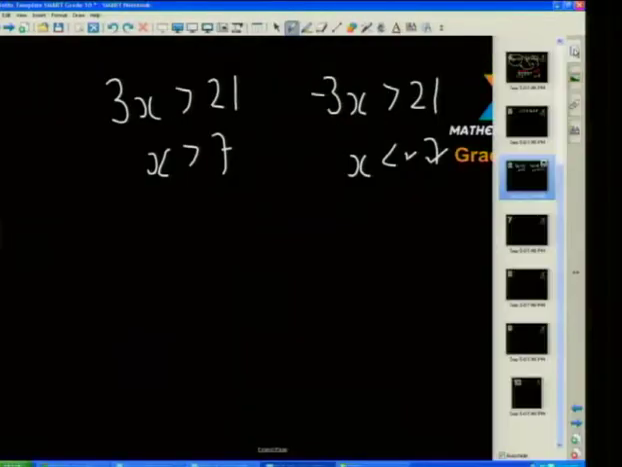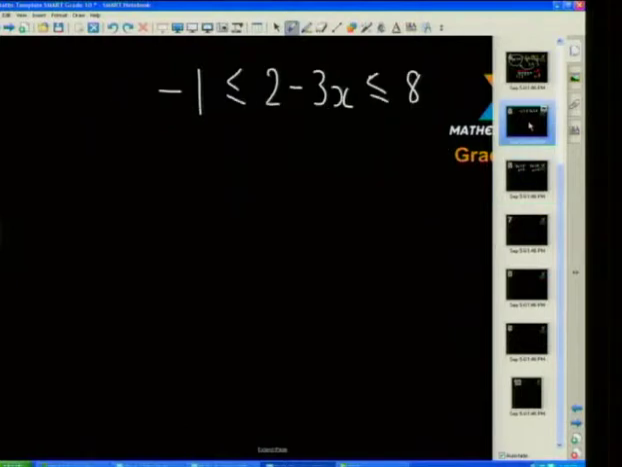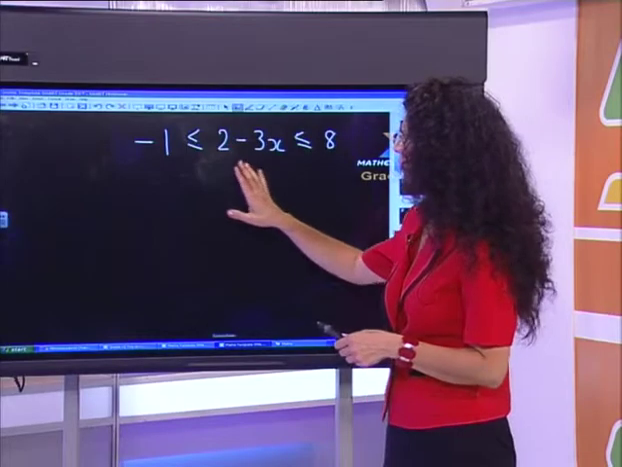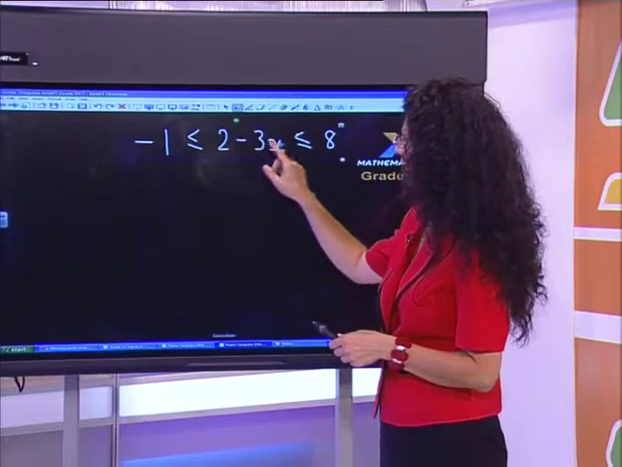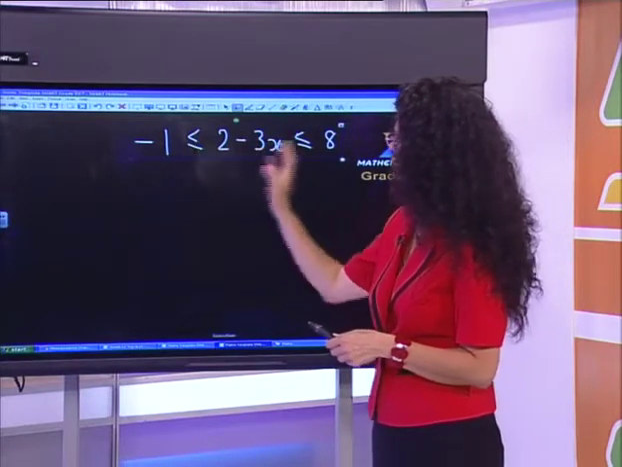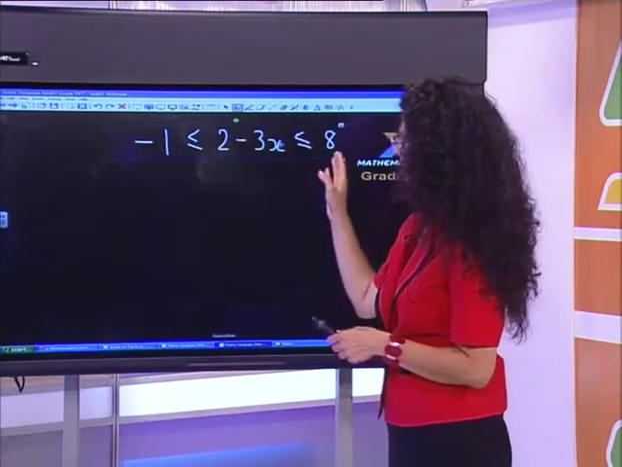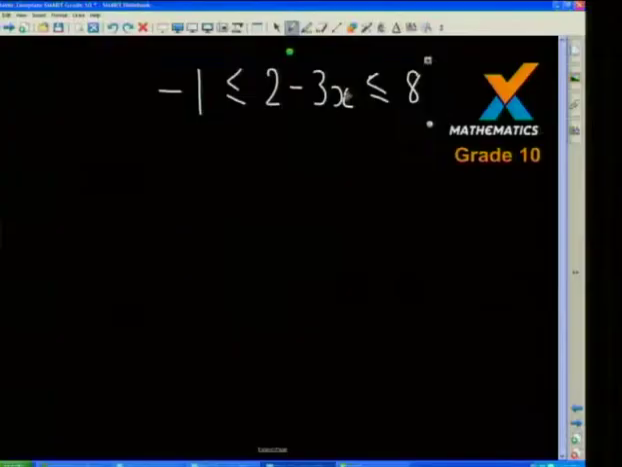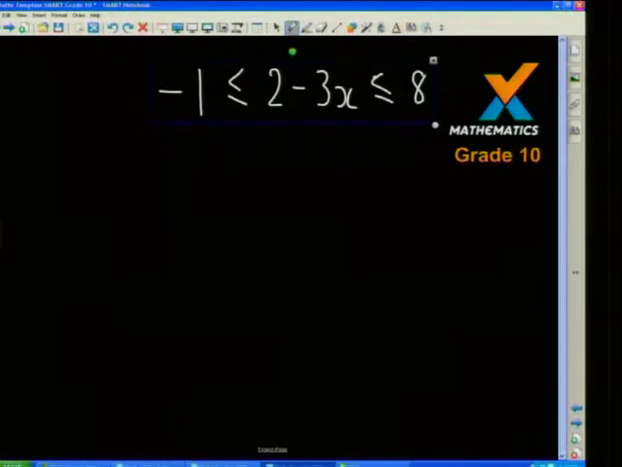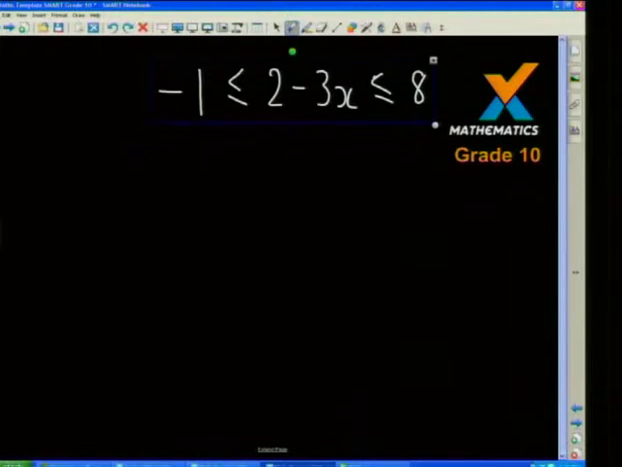Let's go into a double inequality, and let's see what a double inequality looks like first of all. You'll be asked to solve for x in this question, and if you look at it, it's got the variable in the middle and it's sandwiched between two limits, between -1 and 8. And how do you read this? Whenever there's a double inequality, you read from the middle out. So 2 minus 3x must be smaller than or equal to 8, and you'll also read it from the middle to the left. So 2 minus 3x must be greater than or equal to -1. So that's how you'd be reading that inequality.